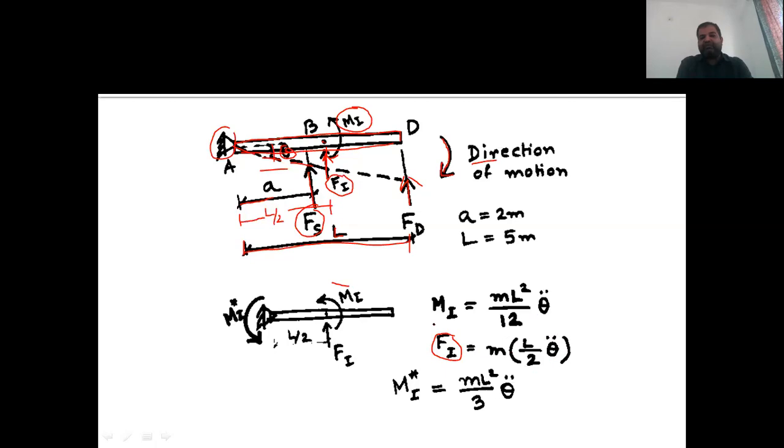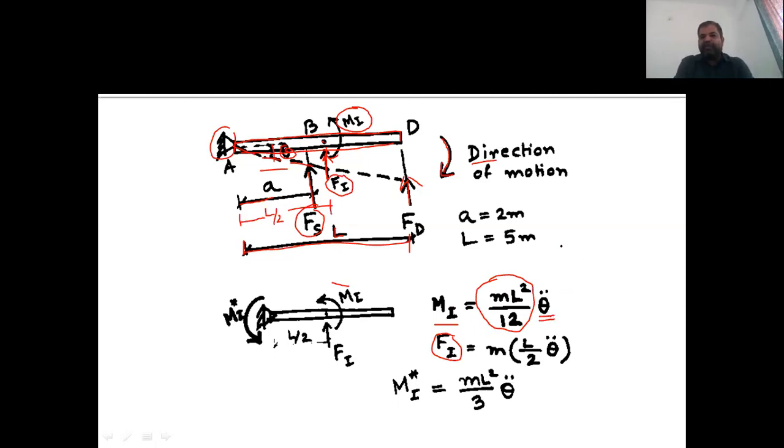Similarly, I need to calculate the mass moment of inertia Mi. If you see the lamina which is having a length L and the mass M, then the mass moment of inertia for such cases, you can see from any applied mechanics book, is ml square upon 12. This is the formula for mass moment of inertia if the beam is having length L and mass M, into theta double dot. So this will give you the Mi.